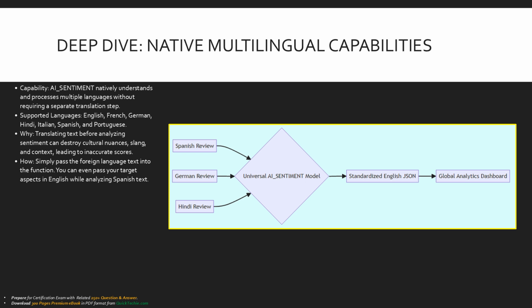This flow diagram highlights the elegance of native multilingual processing. On the left, we have reviews coming in simultaneously in Spanish, German, and Hindi. Instead of routing these through fragile, intermediate translation pipelines, they all feed directly into the universal AI sentiment model. The model comprehends each language's unique semantics natively and processes them. It then outputs a standardized English JSON payload for all of them. This unified stream of data flows perfectly into your global analytics dashboard, completely eliminating language barriers from your data engineering workflows.